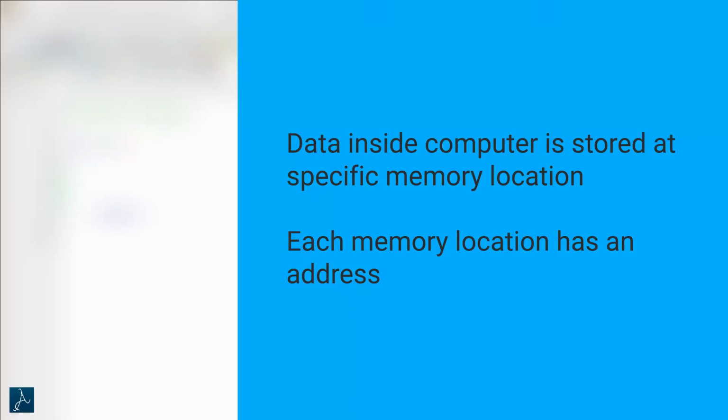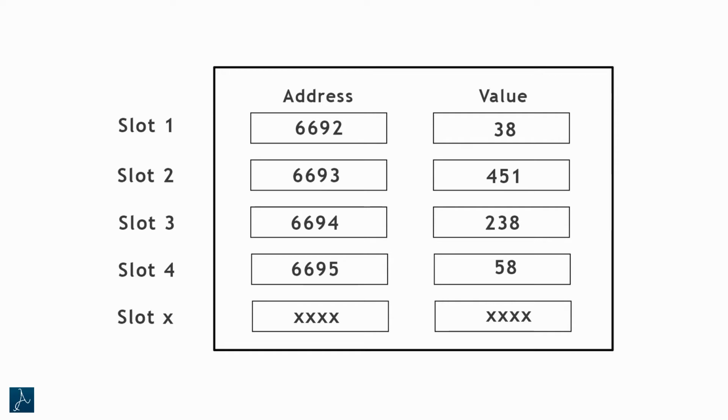Whenever we store data in computer, it is stored at a specific memory location. Each memory location has an address. Let's have a look at this diagram. This represents computer's memory. Computer's memory is divided into different slots. Each slot is capable of storing some value in it, and each slot has an address. So, if I want to get information stored at slot number 1, I will tell computer to provide me with the information located at an address 6692. Similarly, I can request information stored at slot number 4 by asking computer to provide me with the information at 6695. This can be inconvenient as no one would like to remember addresses.